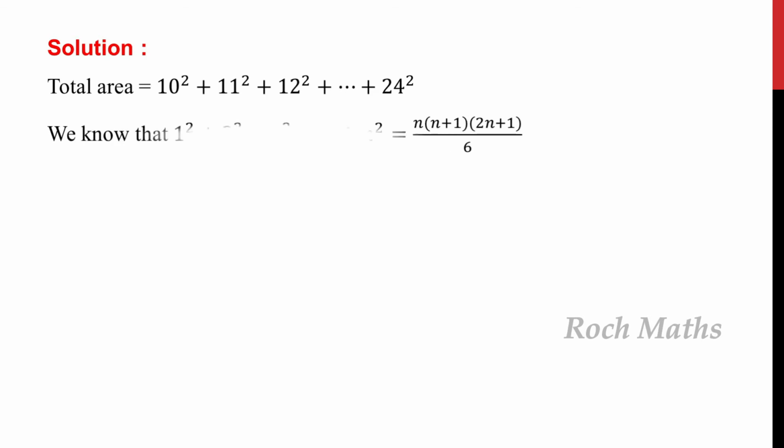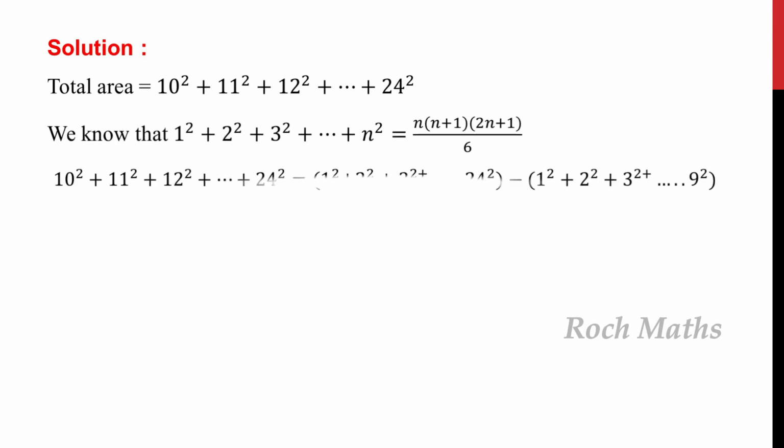So what do you want to do? We have to take the bigger series. What is the bigger series? From 1 to 24. From that bigger series, we have to subtract the smaller series from 1 to 9. For the first bigger series, n value is 24. The next series, n value is 9. So after applying the formula, we get 24 into 25 into 49 by 6 minus 9 into 10 into 19 by 6.